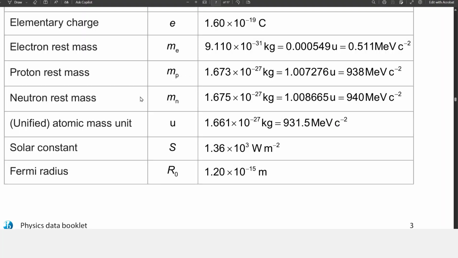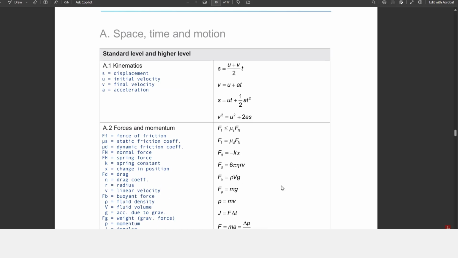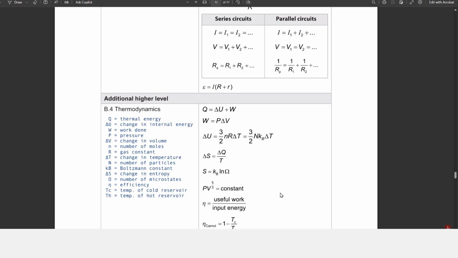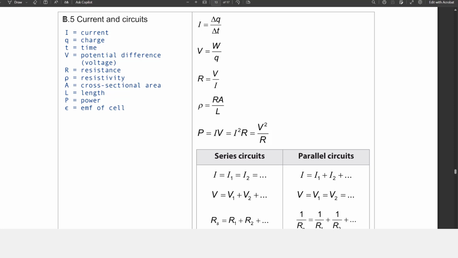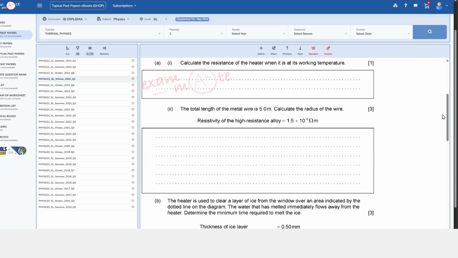Let me check the booklet to see whether this formula is there. I think it is, though I don't remember well. Power will be in the topic about electricity. Here, Topic P5: V square over R. Right, let's go on. Okay, move on to the next questions.